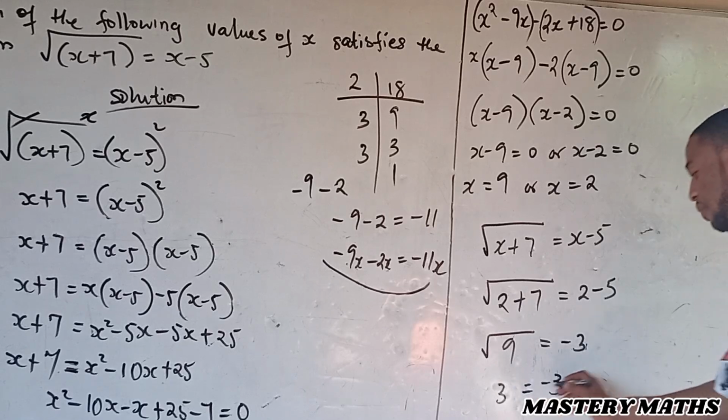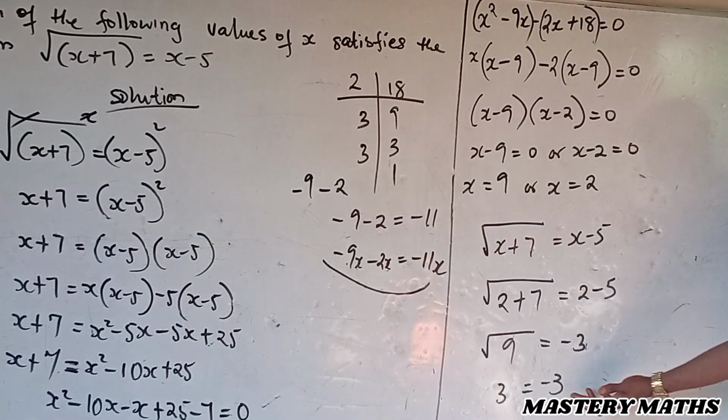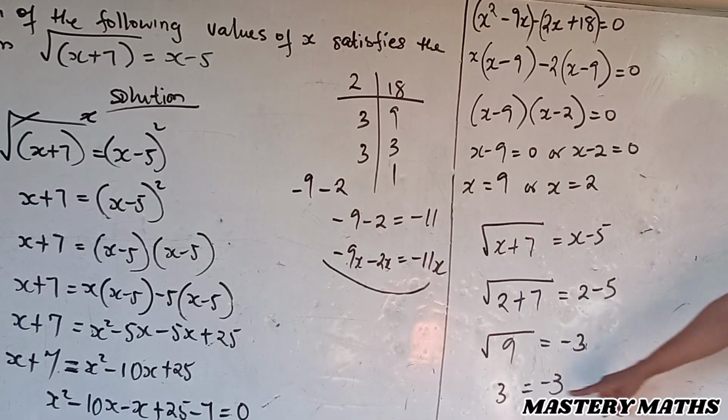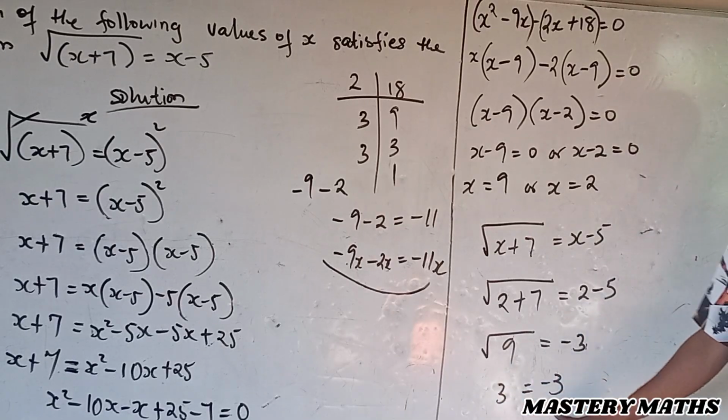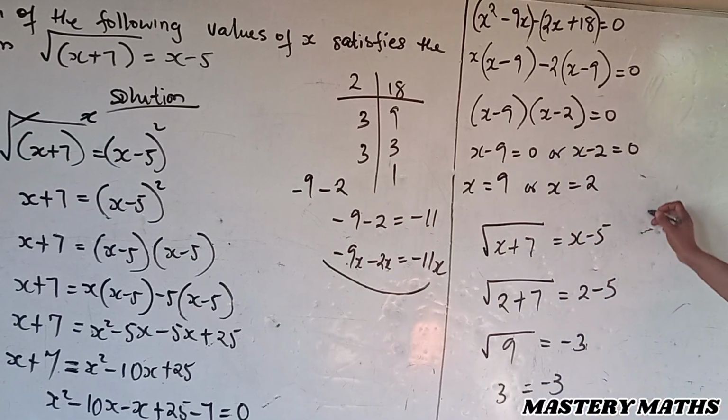Why does this give us minus 3? So this does not give us what we are looking for. You've seen it? This does not give us what we are looking for. They must be equal. This is a positive 3. What is a negative 3? So this does not give us what we are looking for. Now let's try the next one.